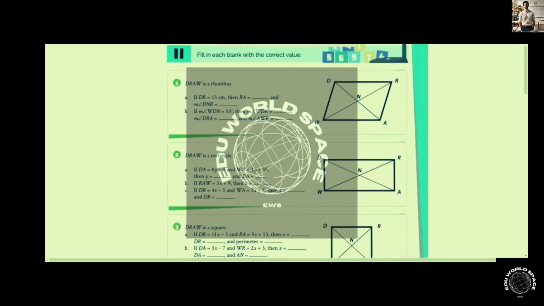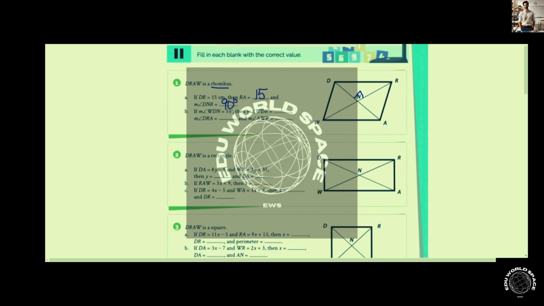Alright, so in the first case, we've got a rhombus. A rhombus has 4 equal sides. So if DR is 15, then RA is 15 as well. Angle DNR, that's perpendicular. The diagonals always intersect at a right angle, so it's 90 degrees.